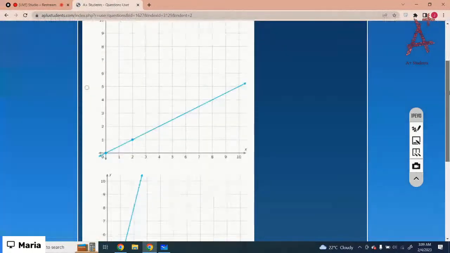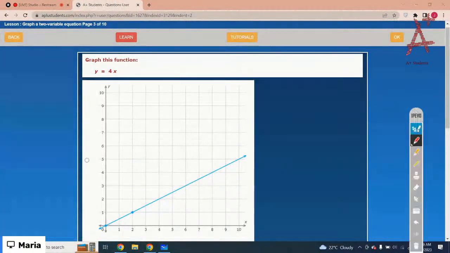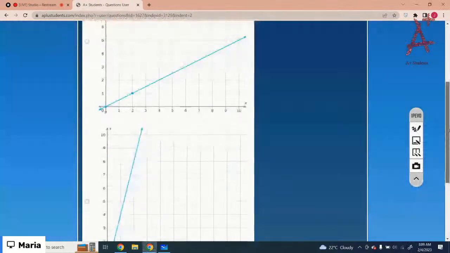Okay, the next one is y equals 4x. Let's just put the points. I'm going to start with x equals 0. Y equals 4 times 0, that means 0. When x is 0, y is 0. When x equals 1, y equals 4 times 1, so it would be 4. So you have 2 points, 0, 0 and 1, 4. But in this graph, when x is 1, y is not 4. This isn't the solution of the equation. Let's just move on to the next one.